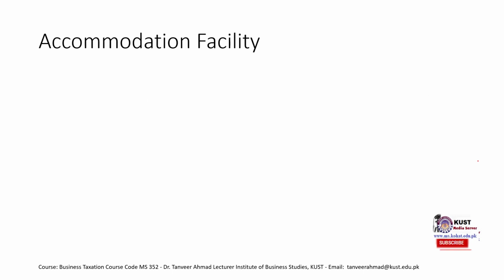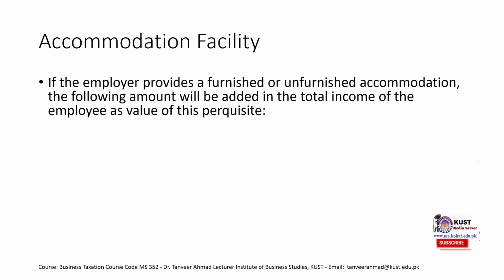So we have discussed house rent allowance, right? That was the amount that is paid. But let's just say if the employer didn't pay any house rent allowance, but rather they said that we would give you a housing facility. So in the case of housing facility, we do not know the monetary value or the monetary amount that should be included in tax. So let's see what is the rule regarding that. So if the employer provides a furnished or unfurnished accommodation, in case of furnished or unfurnished, the rule is same, the following amount will be added in the total income of the employee as value of perquisites, right?